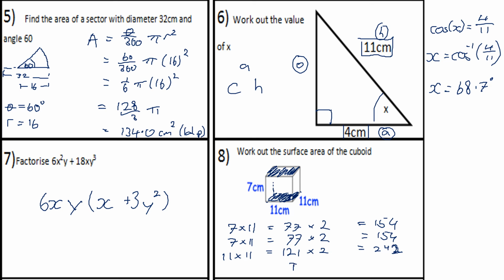So the TSA is equal to, add them together. So we've got 550 centimeters squared. Okay, good.